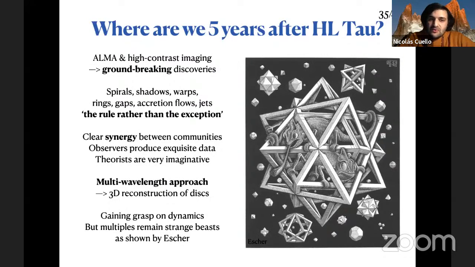So we have the observers that produce exquisite data and the theorists that are being very imaginative, throwing crazy ideas. And one very important thing is that we're combining a lot of observations. This multi-wavelength approach is key to having this 3D reconstruction of the disk. And we're gaining grasp on the dynamics, but multiples remain strange beasts, as sketched here by Escher, this is the way he saw stars.